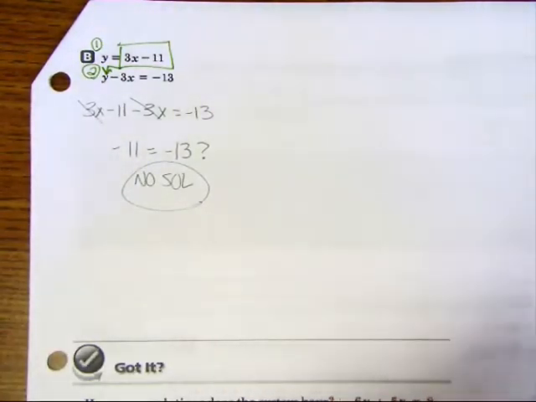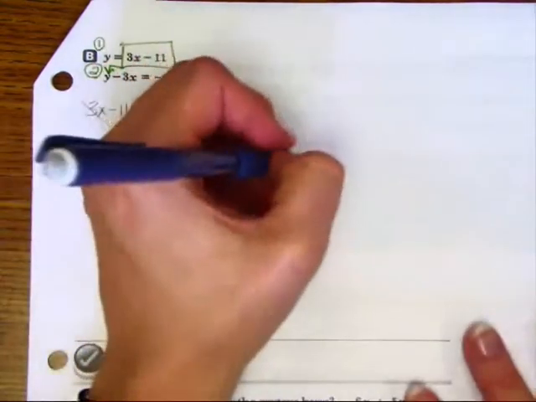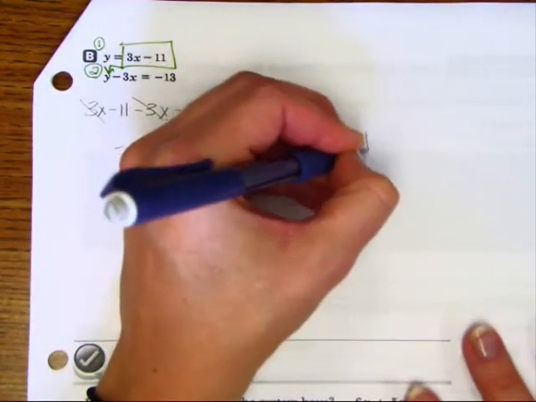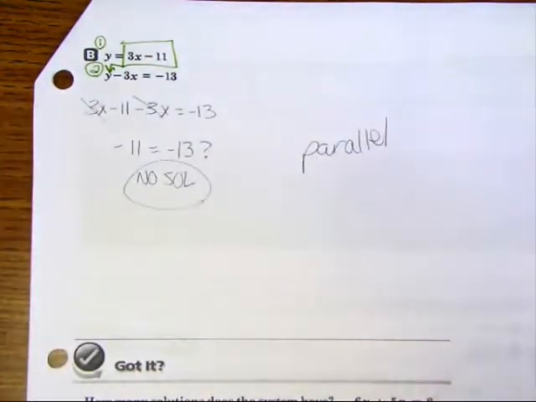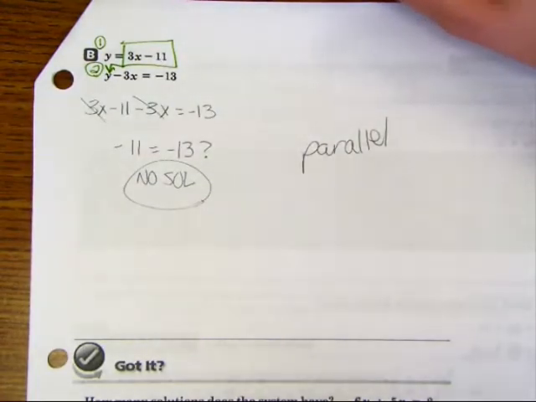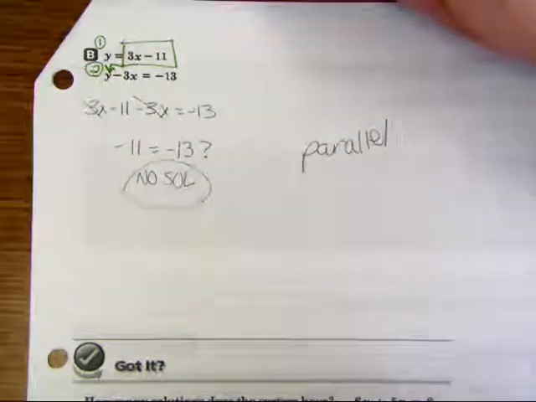Now, what would this look like if you graphed it from yesterday? I hope you remember, these would be parallel lines from yesterday. Parallel lines are lines that have no solution, just like this particular problem did.